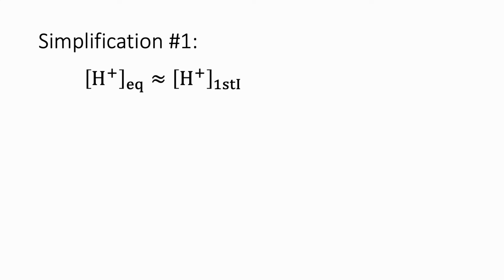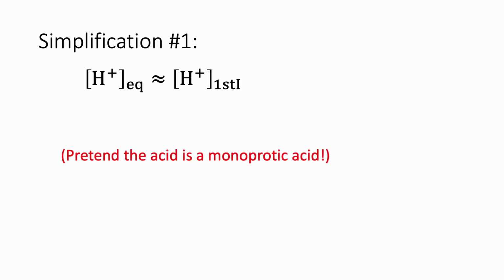So we're going to make a simplification here, and we're actually going to make 2 of them, but the first simplification we're going to make is that our H+ concentration at equilibrium is going to approximately be the H+ concentration that we get from the first ionization. So as far as pH goes, and H+ concentration, this acid is more or less behaving like a monoprotic acid. Now we're going to take that simplification and set it aside for a while. We'll come back to it later.